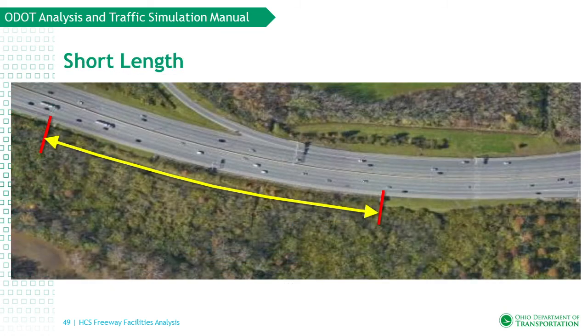The short length of a weaving section is measured between channelized lanes or barriers as shown here. This length is irrespective of the location of the painted nose of gore. Two weaving segments could be identical in length between painted gores but have different short lengths because one segment has longer channelizing lanes than the other.